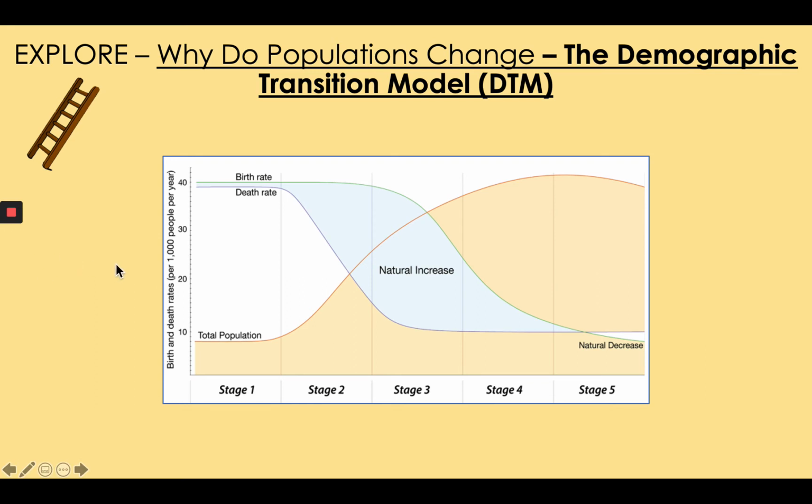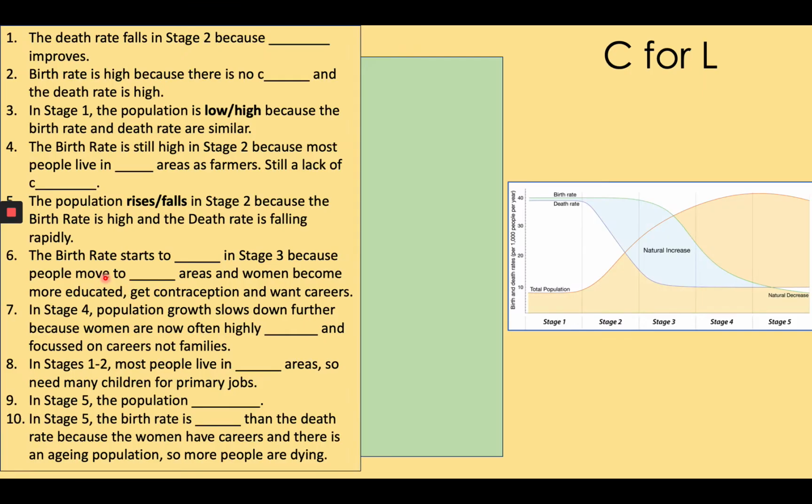Okay, time for practice and see how much you've understood. Write 1 to 10. Attempt the questions which are about the demographic transition model, and then pause the video and then go through the answers. Go for it.